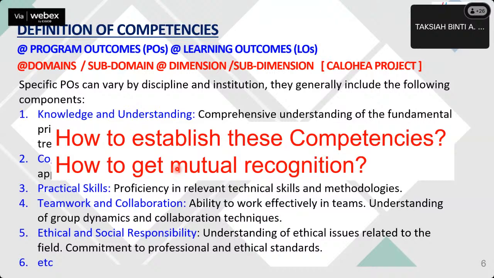Okay, and how do we get mutual recognition among the Asian countries? Because we know that each program, even within the same country, may have a different set of program outcomes, or so-called competencies. So this afternoon, we will share with you how we establish this competency and how we can use the development of this competency to get mutual recognition so that we can encourage student mobility as well as credit transfer initiatives.